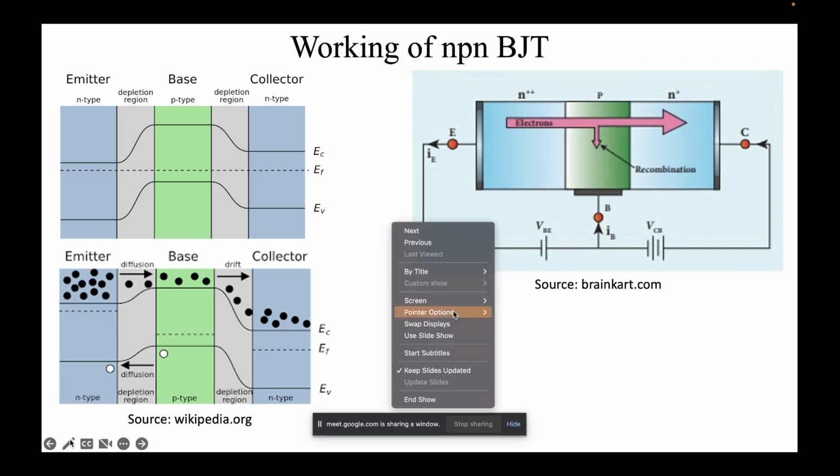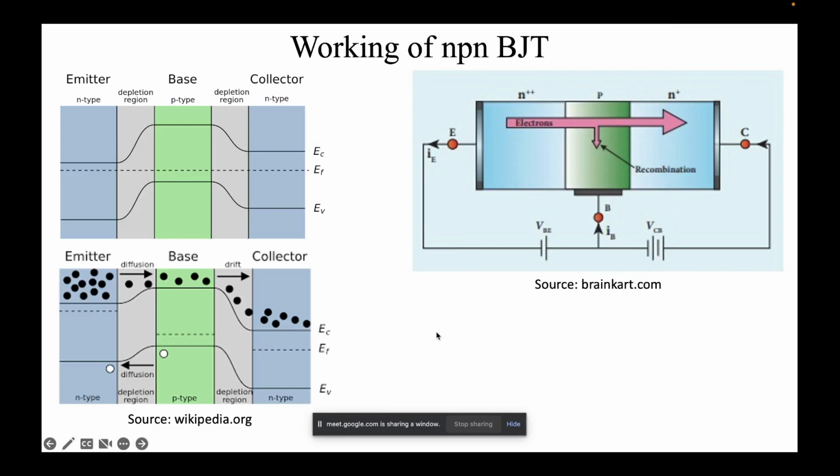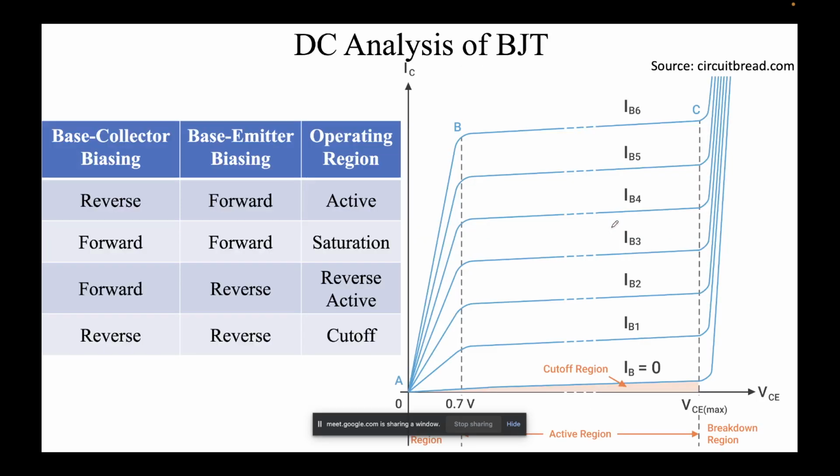Yeah, so you can see that what we had seen here was the NPN BJT, where this junction was forward biased and this was reverse biased. But there are 4 combinations: forward and reverse, forward and forward, reverse and reverse. So based on how we bias a transistor, we can have 4 flavors. So what are they?